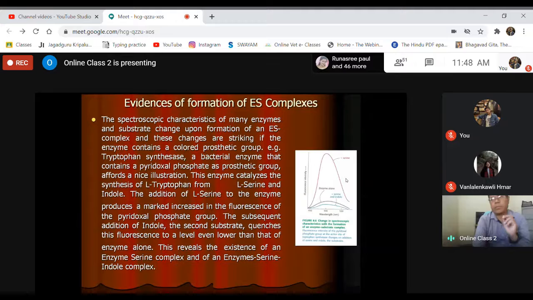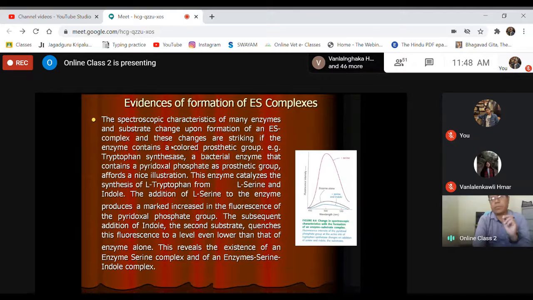Okay, so the spectroscopic characteristics of many enzymes and substrates change upon formation of the enzyme-substrate complex, and these changes are striking if the enzyme contains a colored prosthetic group. For example, tryptophan synthase. This is a bacterial enzyme that contains pyridoxal phosphate as the prosthetic group, meaning the pyridoxal phosphate is covalently attached to the enzyme molecule.